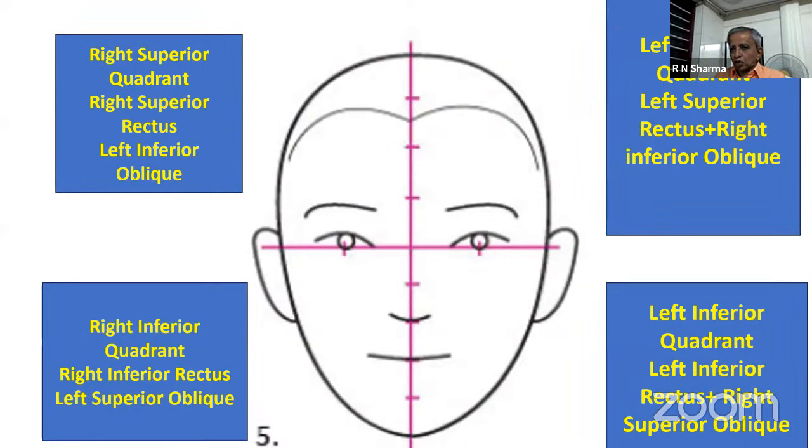So right superior quadrant, right superior rectus, left inferior oblique. These are the yoke muscles. Right inferior quadrant, right inferior rectus, left superior oblique. Left superior quadrant, left superior rectus, right inferior oblique. When looking at the left inferior quadrant, it is left inferior rectus, right superior oblique.